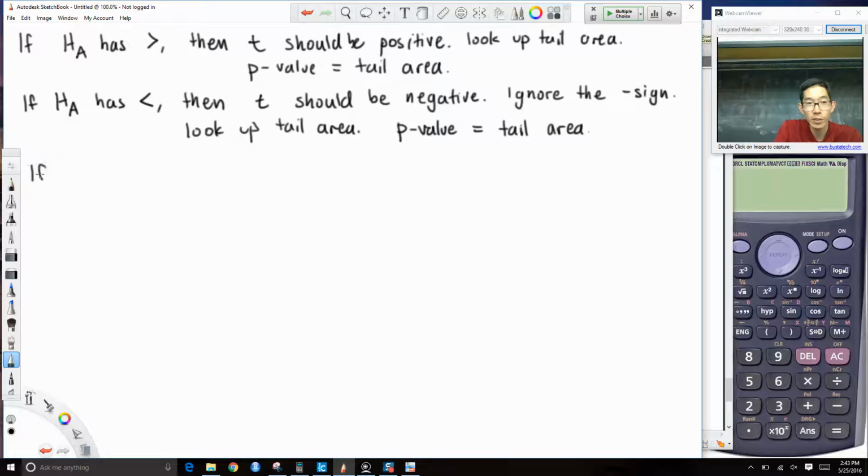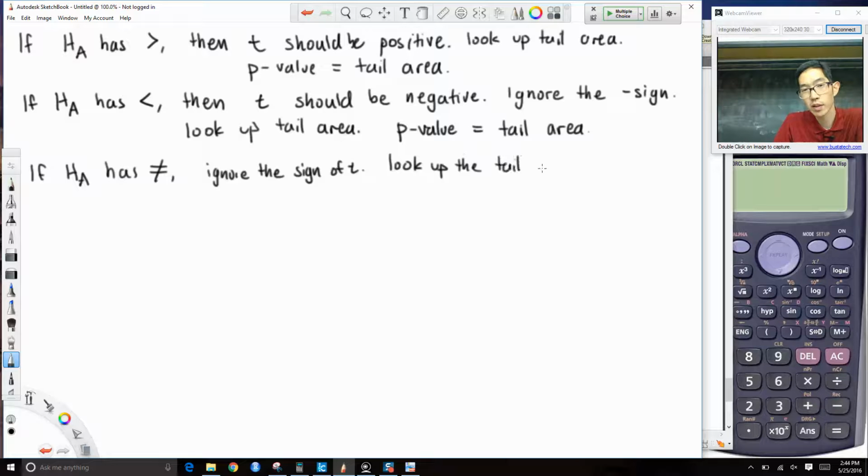If the alternative has a not equal sign, then ignore the sign of t. Look up the tail area, and then your p-value will equal 2 times the tail area.